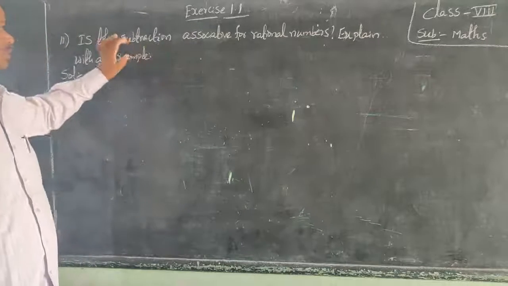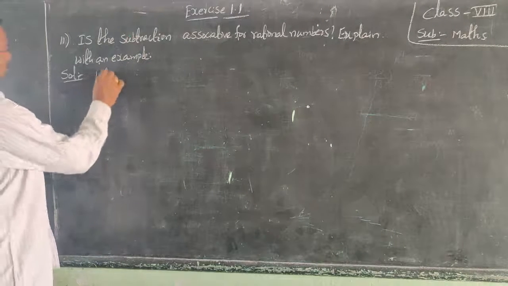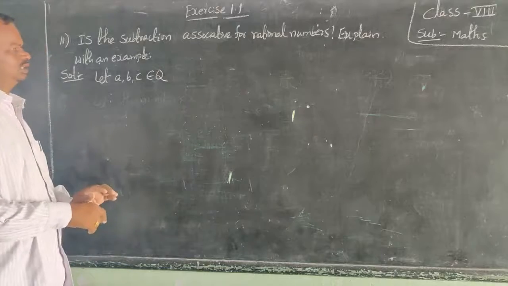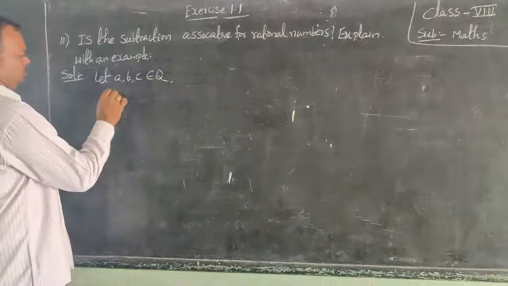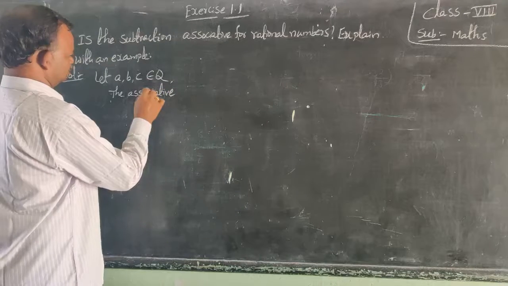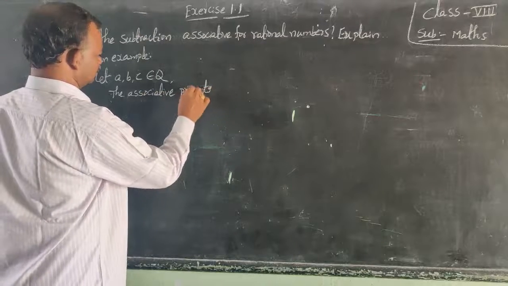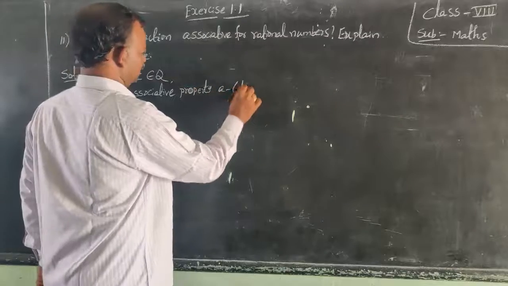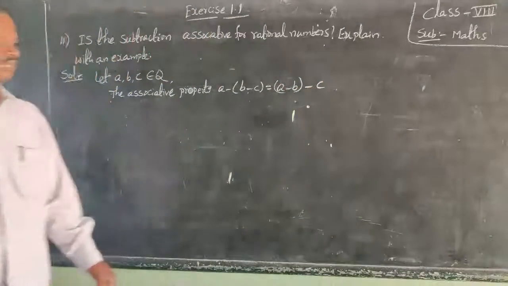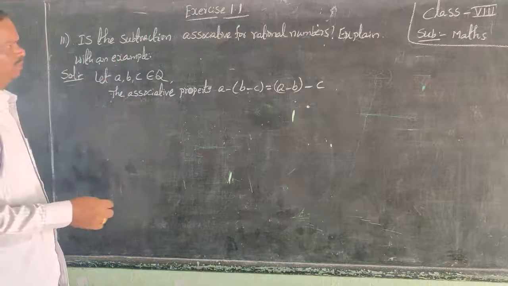Here, for subtraction, A minus B minus C is equal to A minus B minus C. Let A, B, C belong to the rational numbers Q. The associative property: A minus B minus C is equal to A minus B minus C. This is the associative property.